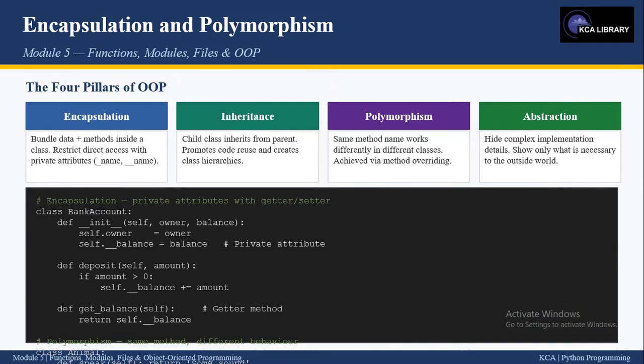Encapsulation and polymorphism. The slide covers two more pillars of OOP. Encapsulation means bundling data and methods within a class and restricting direct access to certain attributes. In Python, private attributes use a double underscore prefix such as __balance and are accessed only through getter and setter methods. So these are the examples that demonstrate encapsulation and polymorphism. So if you follow it, you will understand.